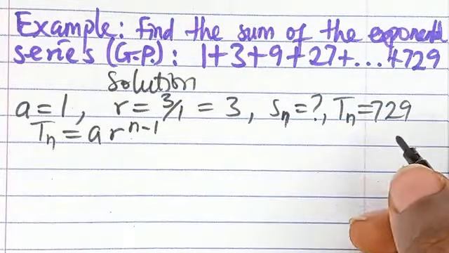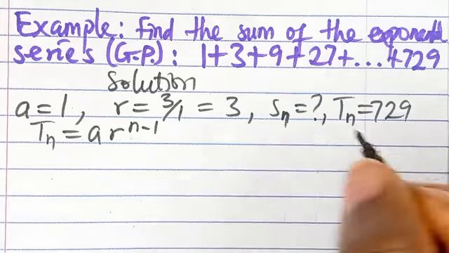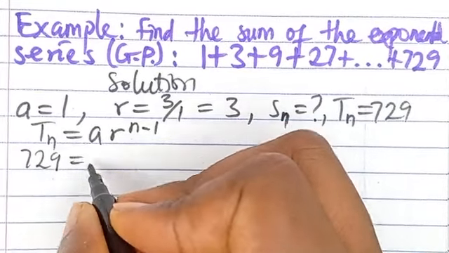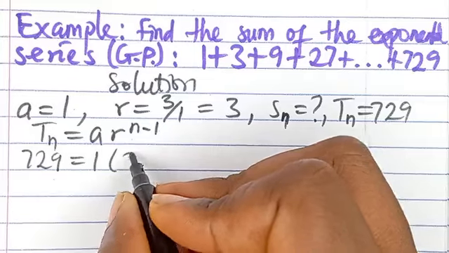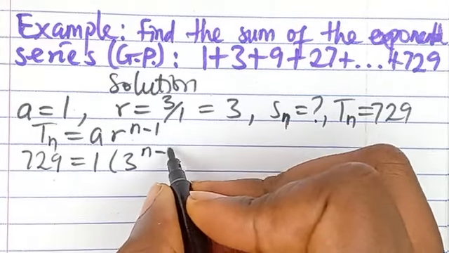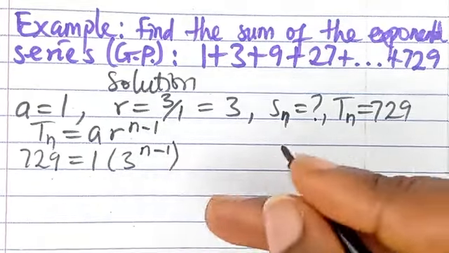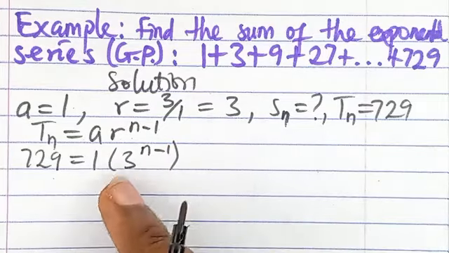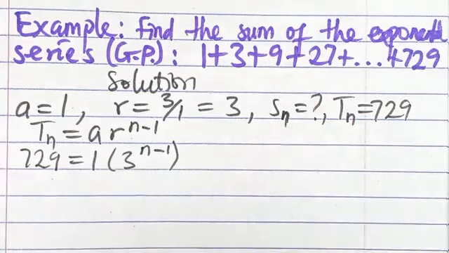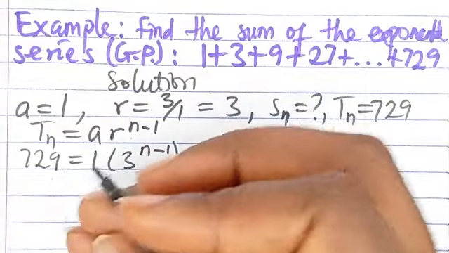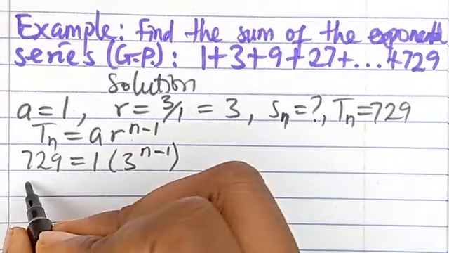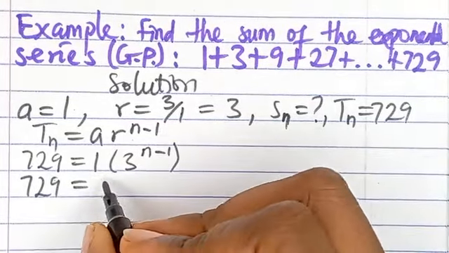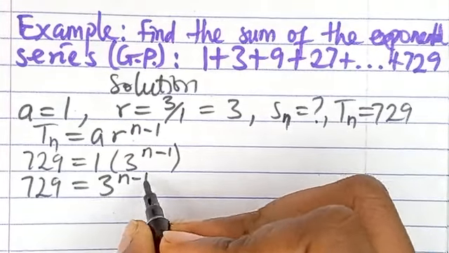Okay, let's substitute. We have that the nth term of this exponential series is 729. It's equal to a, which is 1, times r, which is 3, raised to power n minus 1. So by so doing, we find that the only term we don't know is n. So let's find n from here so that we can now go into solving for the sum of the terms in that series. We have that 729 is equal to 1 multiplied by anything is that thing, so 3 raised to power n minus 1.